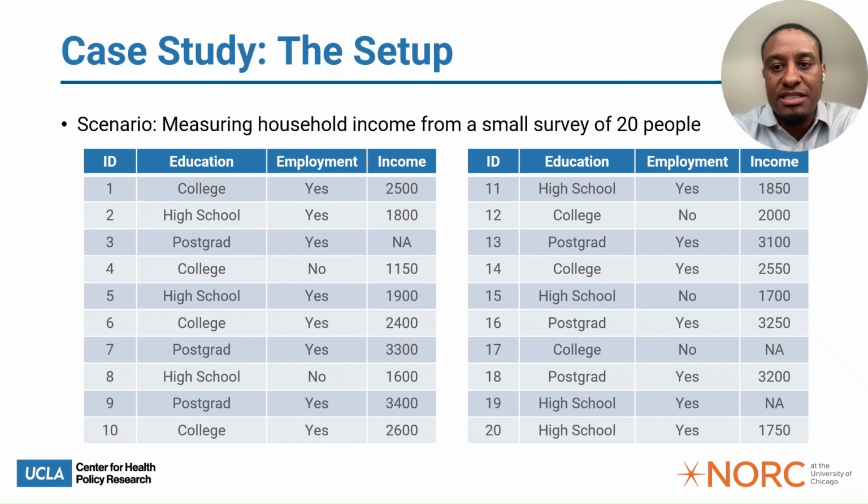Now we are going to make this presentation more concrete with a simple case study. Imagine we have a small survey of 20 people. The survey dataset has the following variables: ID, education achievement, employment status, and income. However, 3 of the surveyed people did not provide their income. Therefore, we have missing data. Our goal is to estimate the average income of this study.